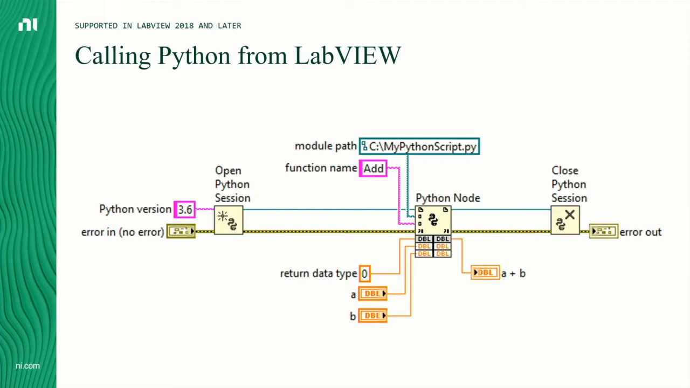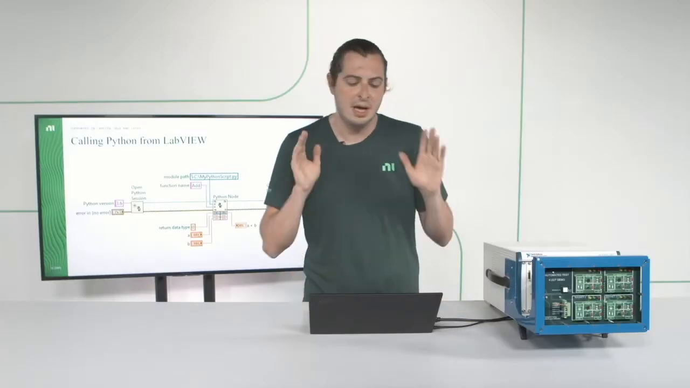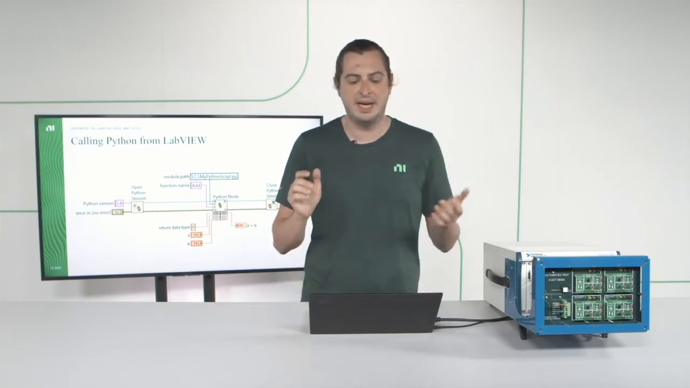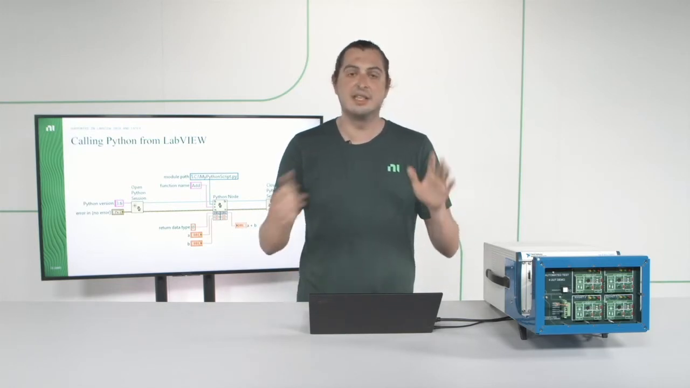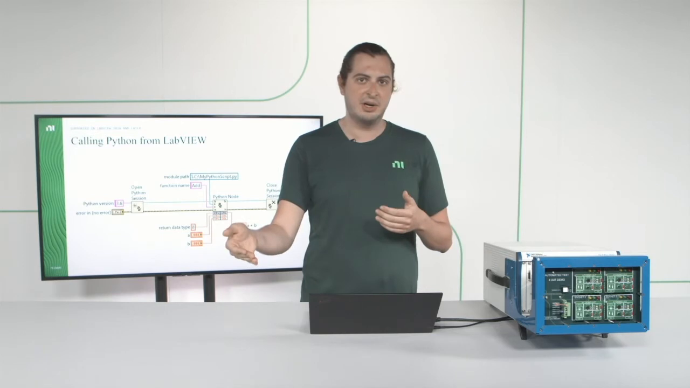It starts out by opening a Python session, which will spool up the Python interpreter of choice. We have support for all the major currently supported Python interpreter versions. Then you'll go to a Python node. You'll invoke your script, call whatever functionality you might need from it, pass data in, get data back out, and then close your Python session when you're done with your Python task. But this flow is also very powerful because, as I mentioned, the session maps to a Python interpreter instance.